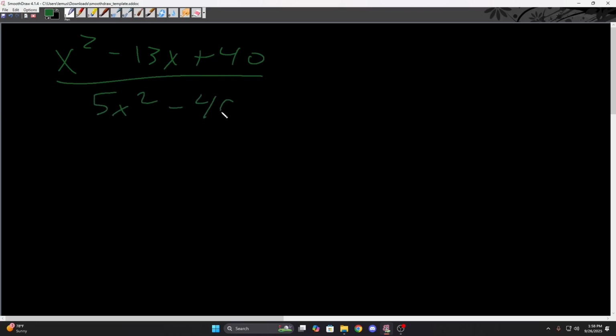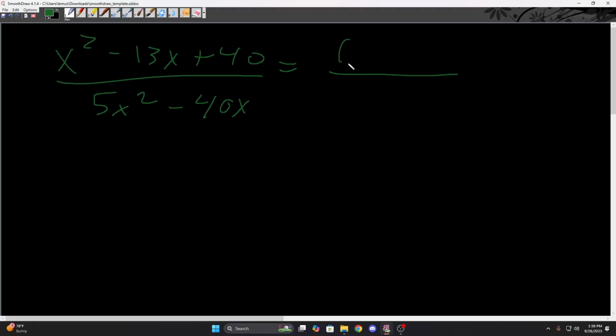Okay, so then the next question is x squared minus 13x plus 40 over 5x squared minus 40x. Here, what I would do is just factor it out first. So here would be the AC method.